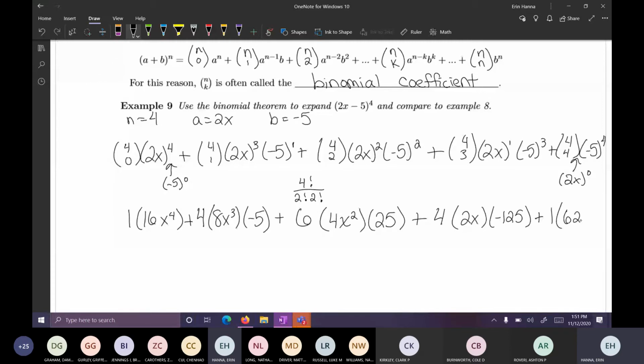So we'll get 16x to the fourth. Sorry, minus because of the -5. 160x cubed minus 1000. Nope. Sorry, skipped the term. Plus 600x squared minus 1000x plus 625.